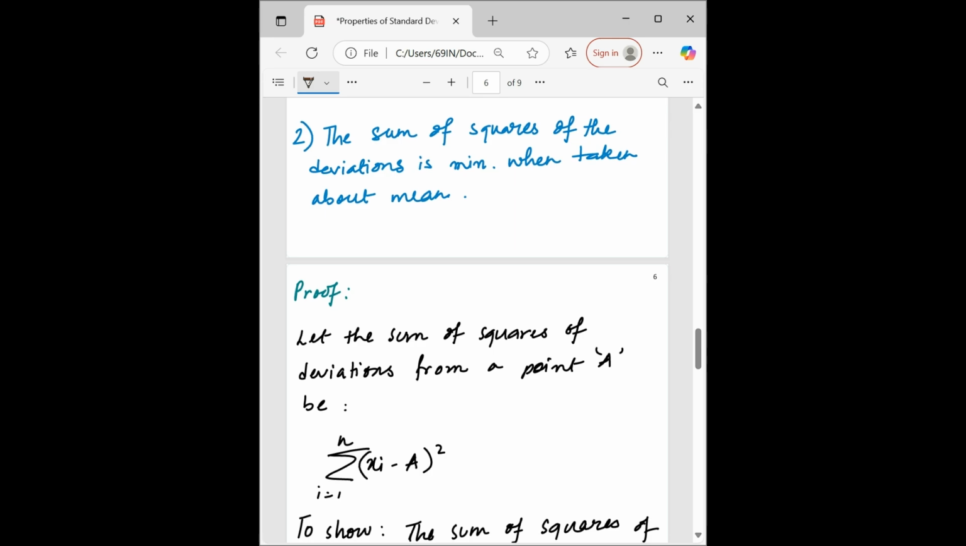Property number 2. This is a different kind of beautiful. It's a beauty contest for averages. The sum of squares of the deviations is minimum when taken about the mean. Alright, in other words, if you had to pick one number to represent your whole dataset and you measured your total wrongness by the sum of squared errors, the mean is the number that makes you the least wrong. It's the ultimate compromise. Let's look at the proof.